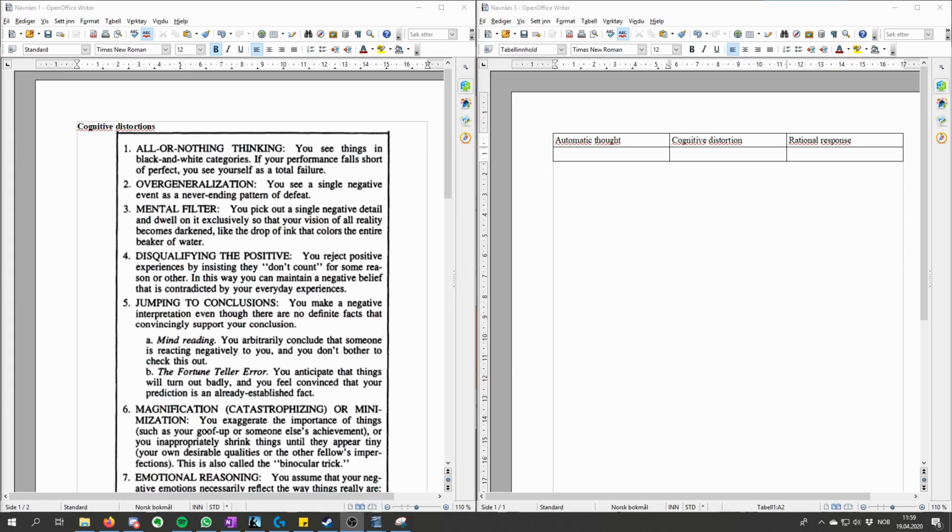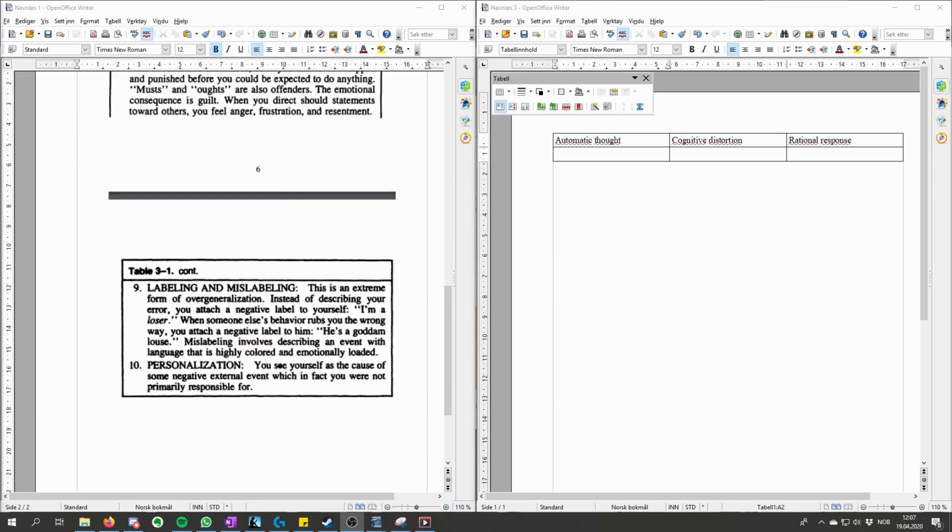Now it's time to talk back to our faulty thoughts. Here's an example with the ABC model. We put down our negative thoughts in the column automatic thought. Then we find the associated cognitive distortions in our cheat sheet. And finally, we write down the rational response. It's incredibly important that you believe the rational response 100%. If you don't believe it, then it won't work.